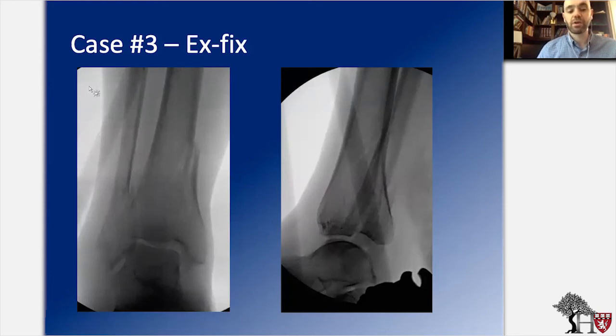We used a temporary external fixation. She was very swollen when she first came in. And as you can see, there's a big step off in the posterior joint line. So she needs something done in order to realign her plafond.